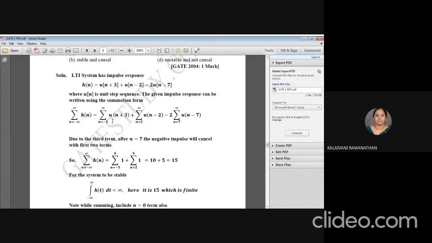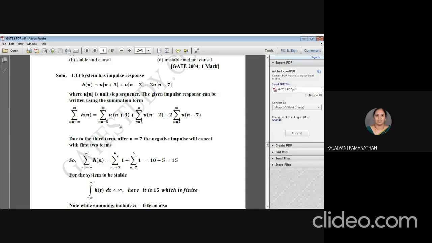So you have to sum all these values. You have to consider u of n plus 3 plus u of n minus 2 and then minus 2 u of n minus 7. You can plot it as such or else note down the sequence. When you plot u of n plus 3, the limit will be from minus 3 to infinity, since n plus 3 must be equal to 0, so n equal to minus 3. Similarly, n minus 2 becomes 0 when n is equal to 2, and n minus 7 means you substitute 7 for your lower limit.